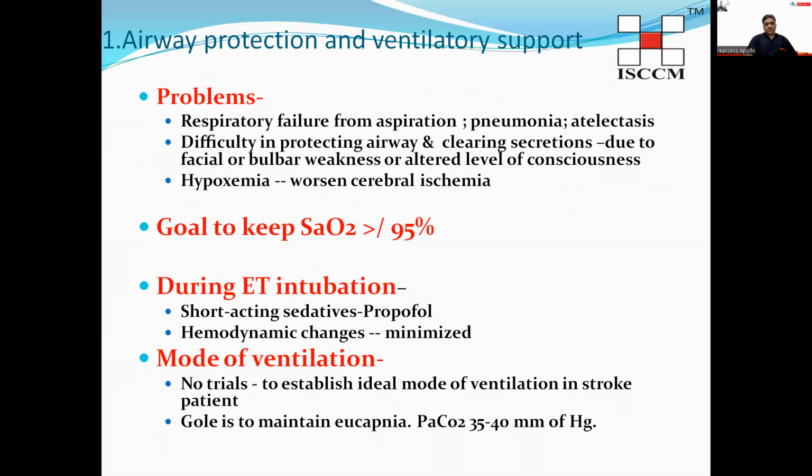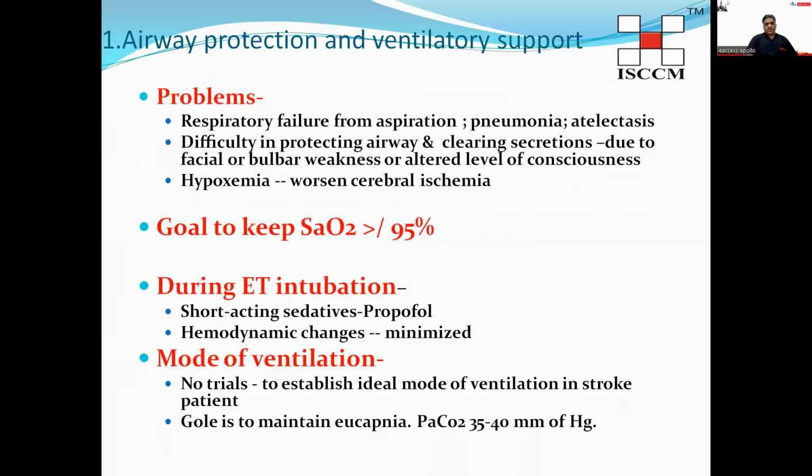The goal is to keep the SaO2 greater than 95%. During endotracheal intubation, we have to use short-acting sedatives like propofol and a muscle relaxant, and do a quick rapid sequence induction and maintain the hemodynamic status. Try to prevent hypotension during intubation.